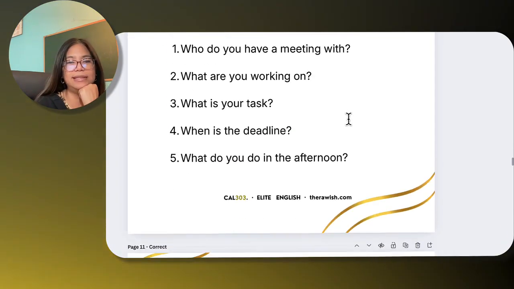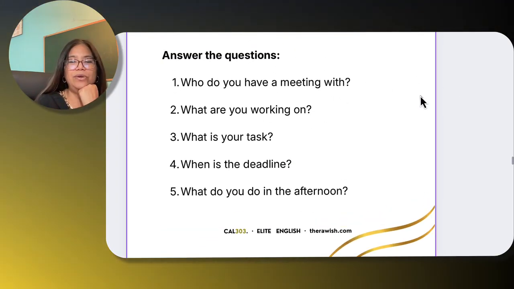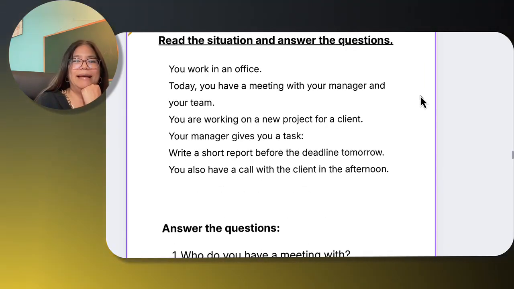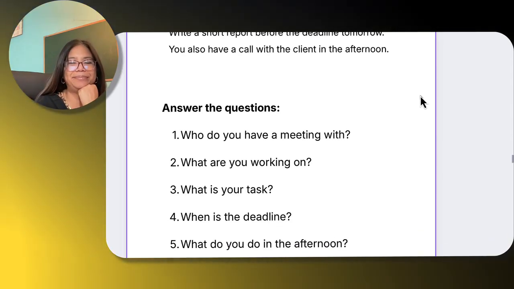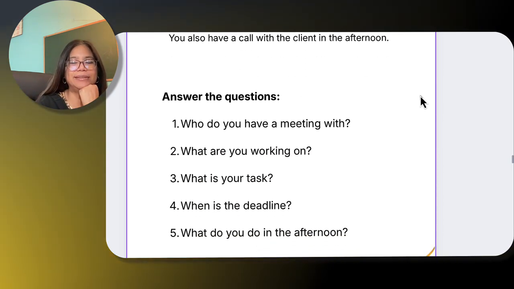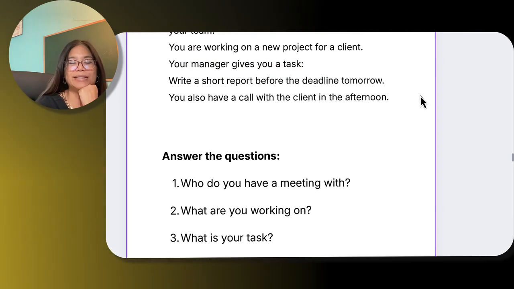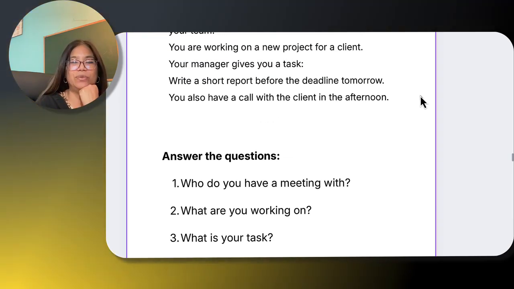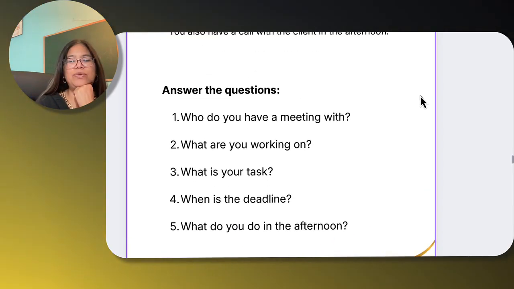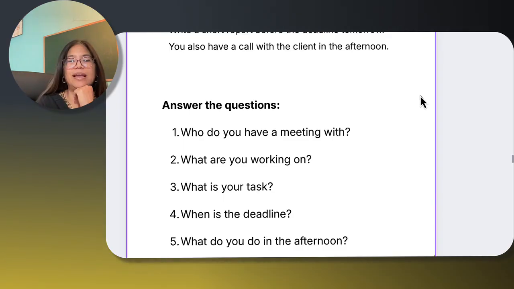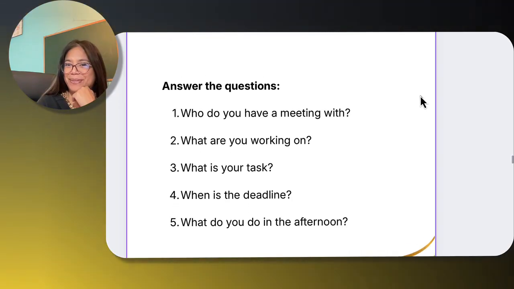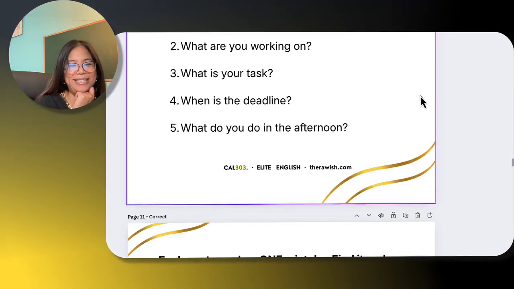Okay, so let's do this. Answer the questions. Who do you have a meeting with? Well, my manager and my team. What are you working on? A new project for a client. What is your task? I have to write a short report before the deadline tomorrow. What do you do in the afternoon? Well, I have a call with a client. Those are the responses to those questions. Let's see how you guys did.